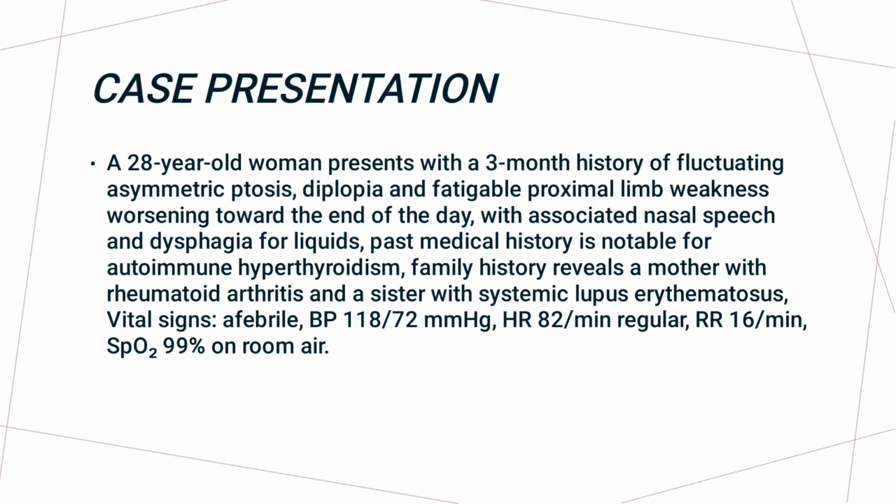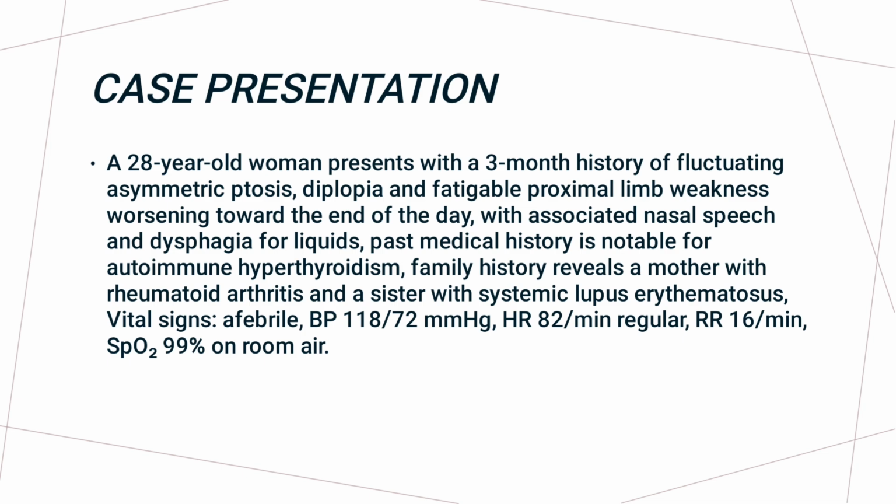Vitals show an afebrile patient with a normal blood pressure, a heart rate of 82, normal and regular, a normal respiratory rate, and saturation of 99. So as we used to do in our previous cases, we start with the presentation, then we think about what type of physical examination we should proceed with. You can pause here and think about what type of physical examination you should do.